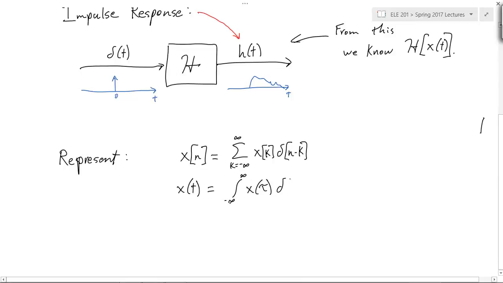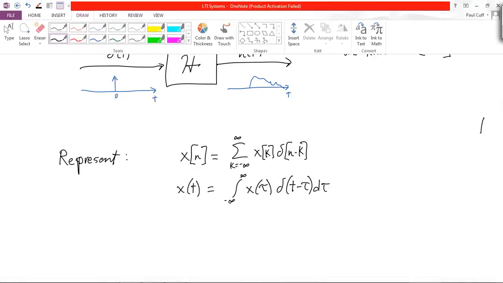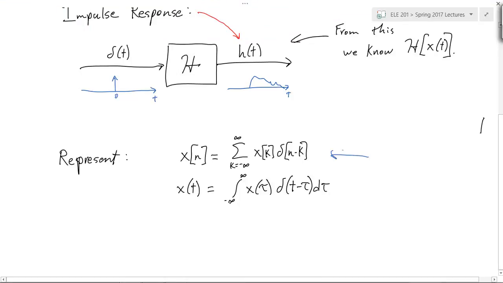Okay, so again, we put the delta function right at time tau. We have it at height x of tau. Now, it's a little more abstract that we're splitting up our x of t into a bunch of these delta functions. However, notice that all I've really done here is rewrite the sifting rule. So if you have trouble believing that this works, just think back to the sifting rule, and this is just a restatement of the sifting rule, right?